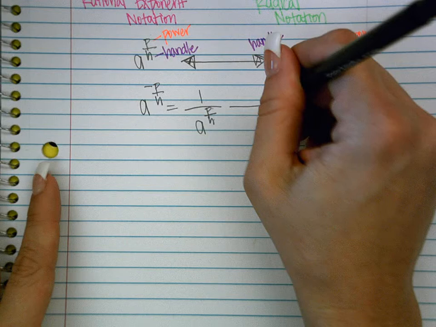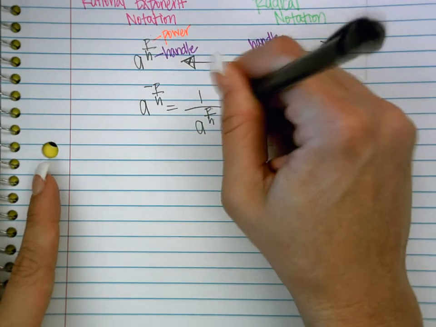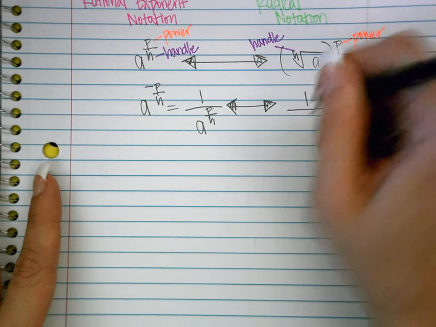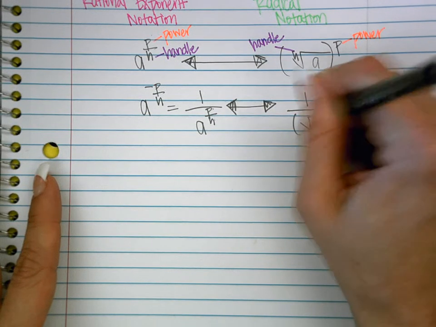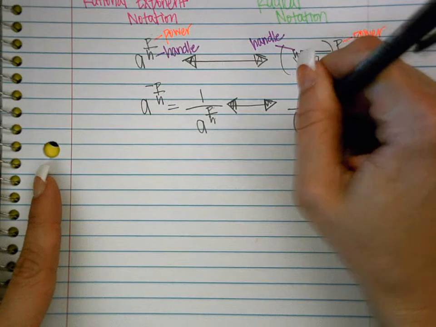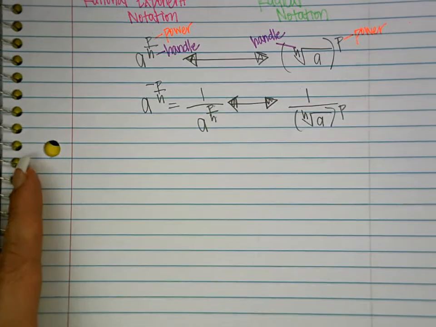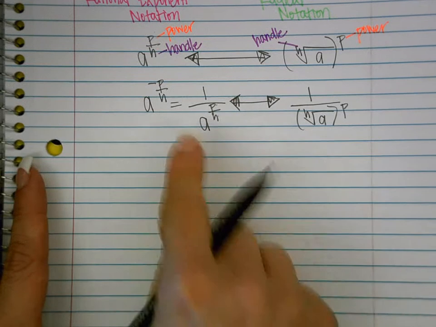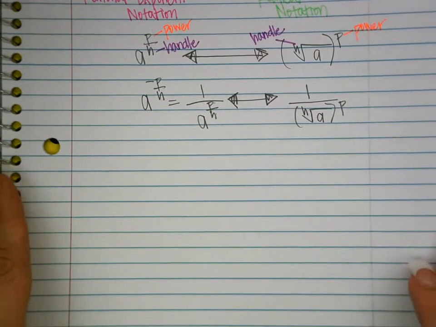If it gets written in radical notation, this becomes 1 over a underneath the radical. Your p for power is on the outside, h is in the handle number. You're not going to have too many that are in negative form, but you do need to know how to do that just in case.